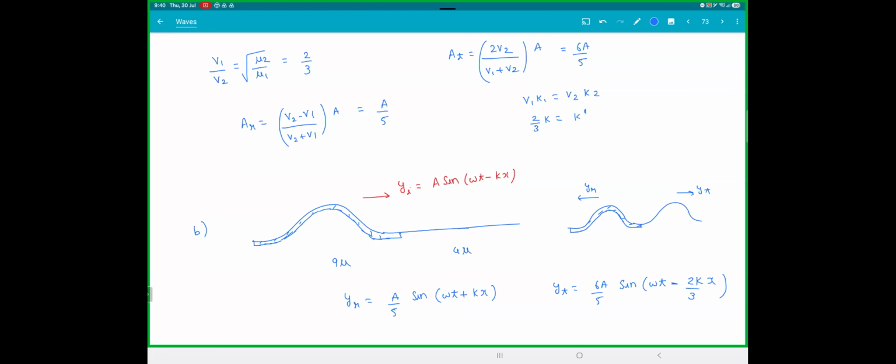All clear with the steps? Is that making sense, everyone? That's how you do these composite strings. So when a wave hits a string whose density is suddenly changing, it will split into two parts, and this is how you get two waves.